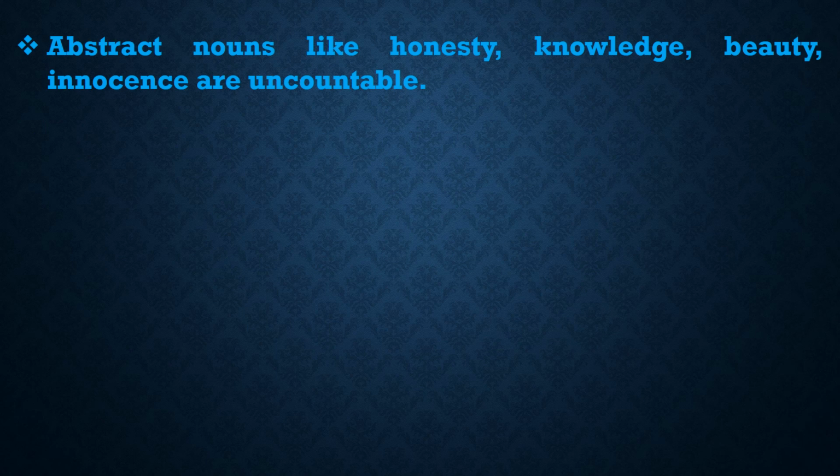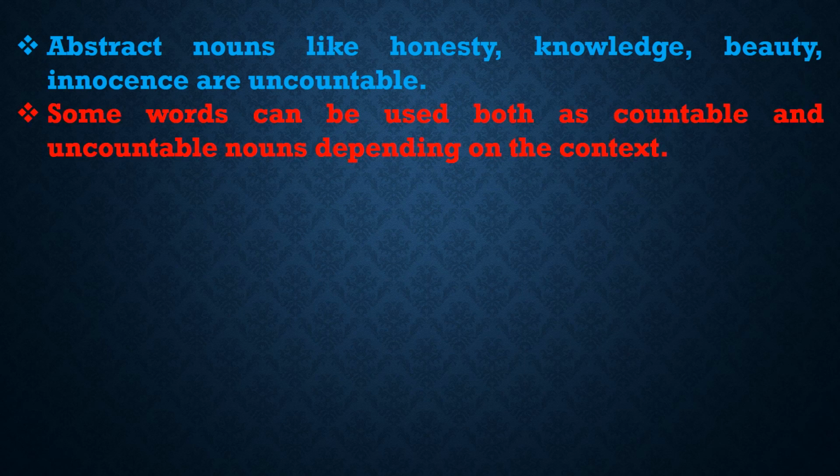Next is your abstract noun. Obviously, abstract nouns you cannot count. Honesty, you cannot count. Knowledge, you cannot count. Beauty, innocence, they all are uncountable. So few exceptions are also here. Some words can be used both as countable and uncountable nouns depending on the context.